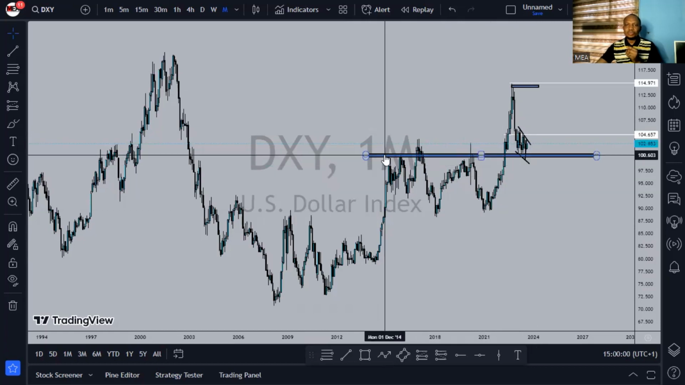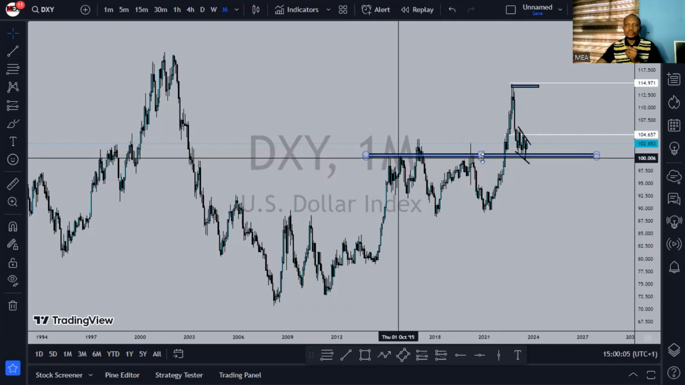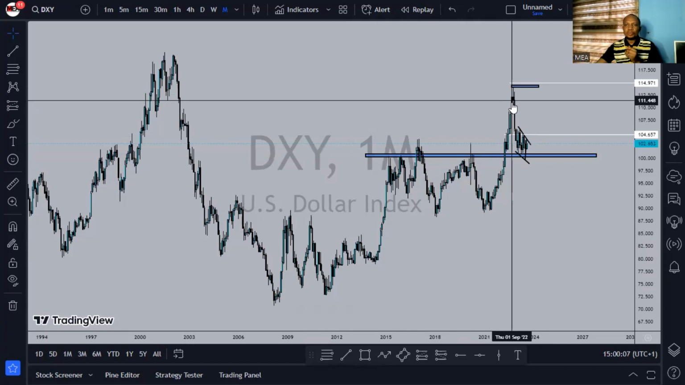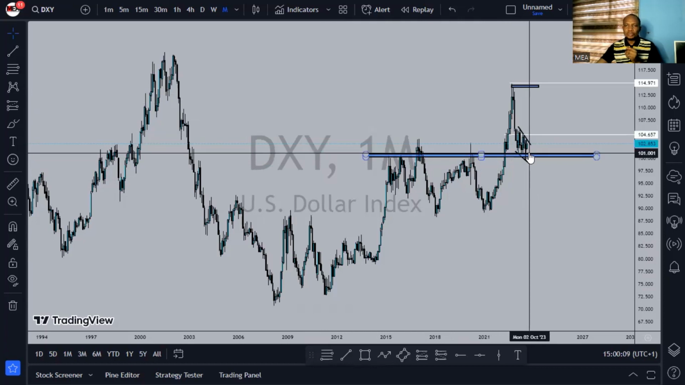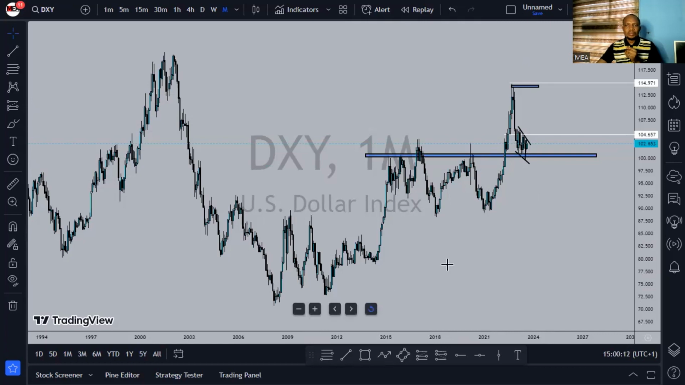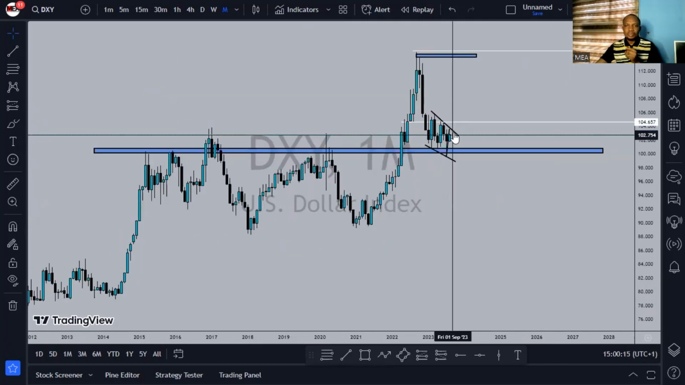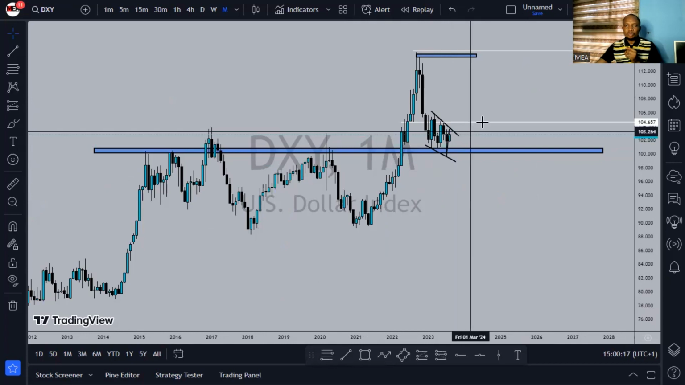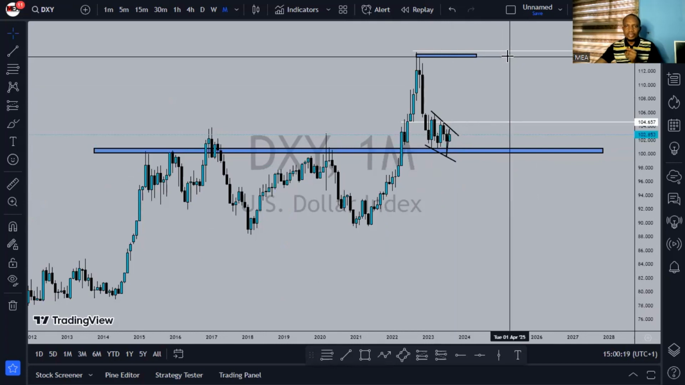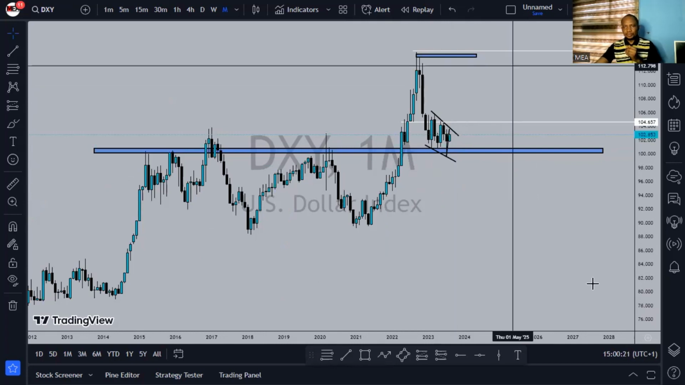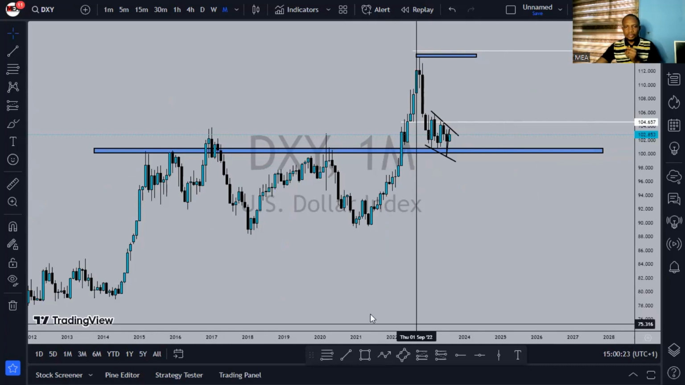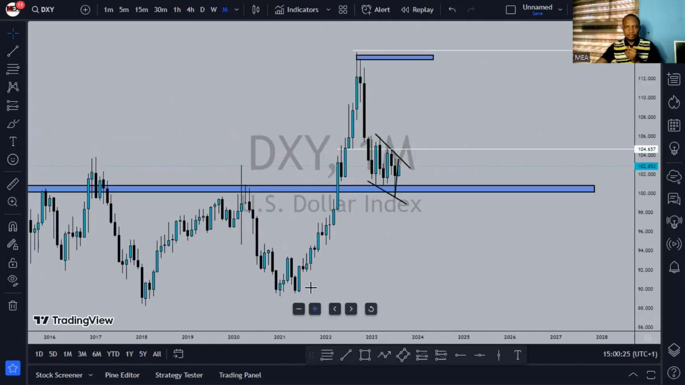So that means here was a resistance, and this resistance was broken. Now it is coming to retest this as support. My possible prediction is that the dollar will be willing to test this previous high again before coming down. The dollar might, that's a word to use, might.